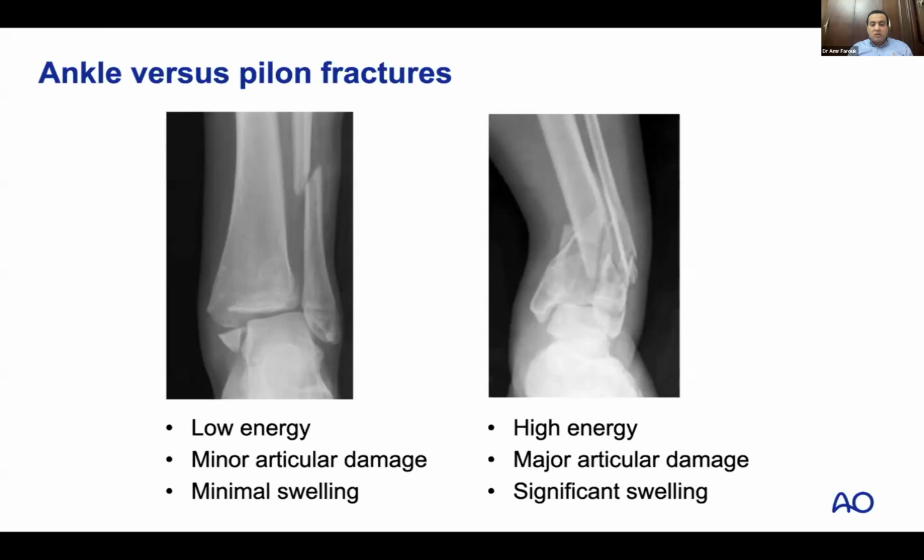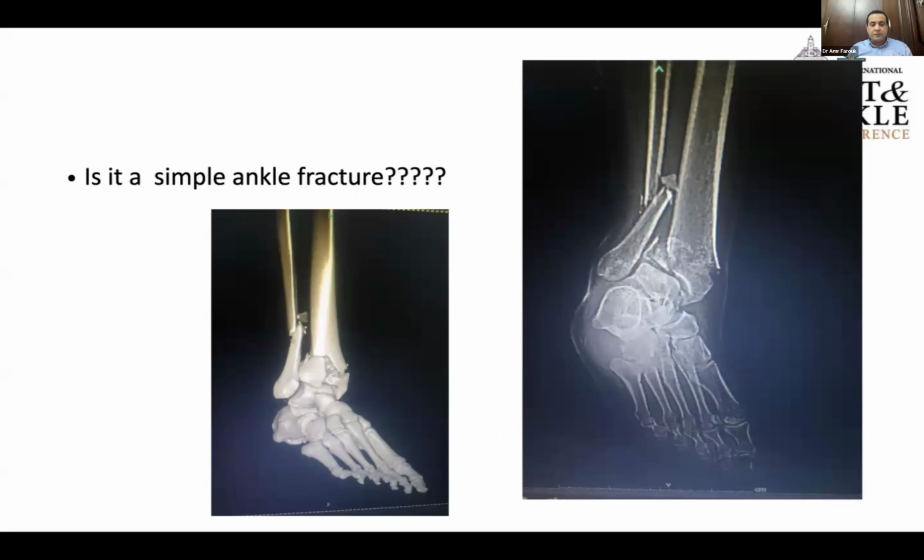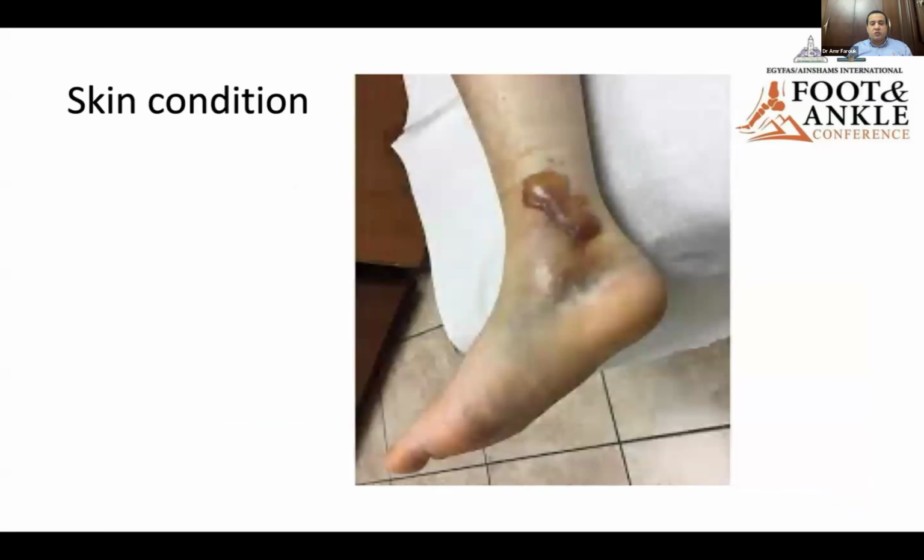So what to do next? As you have written here, Dr. Ibrahim is saying examination of soft tissue. Yes, completely correct. So Pilon fracture is not as simple a fracture as POTS fracture. So this is the soft tissue of the patient. What do you think? Yes, I think it's very difficult in this case to do a primary definitive fixation.